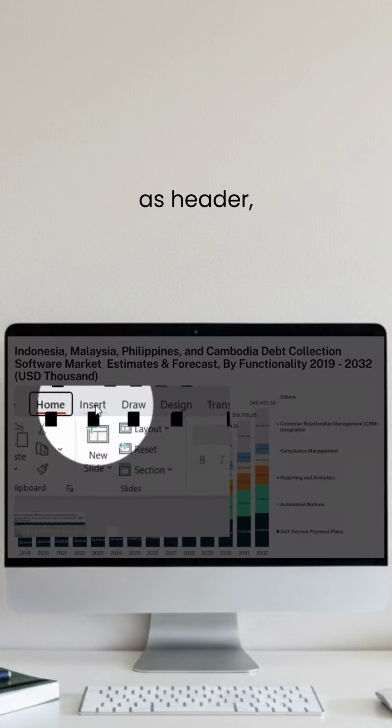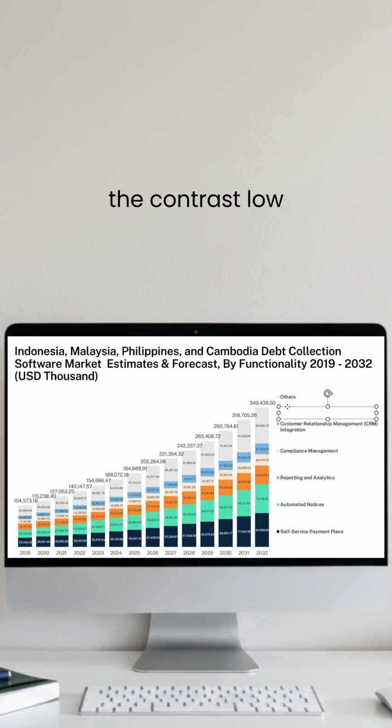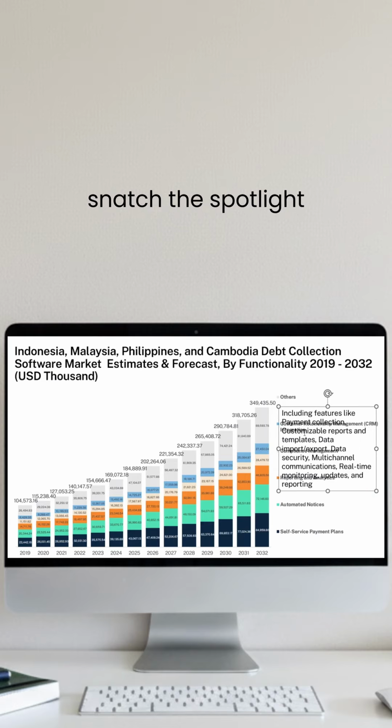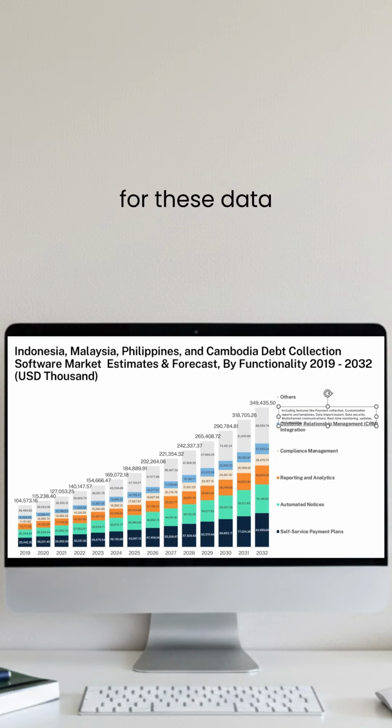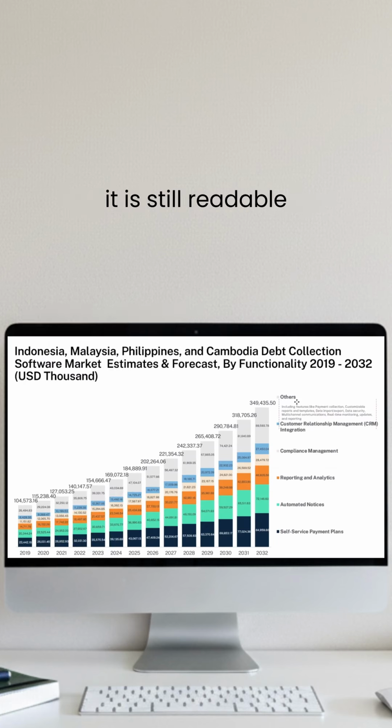I'll make the legend bold as a header, then add text boxes for the definitions. I would insert the definitions under each, but I would keep the contrast low since I do not want these definitions to snatch the spotlight. They should only work as back dancers for these data. So I select a humble gray and choose a relatively small font. But you gotta make sure it is still readable.